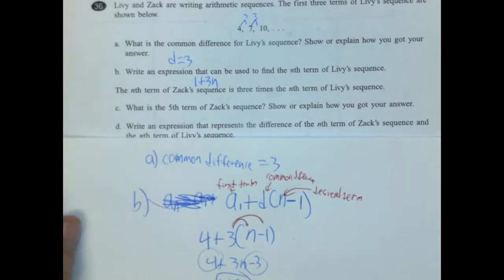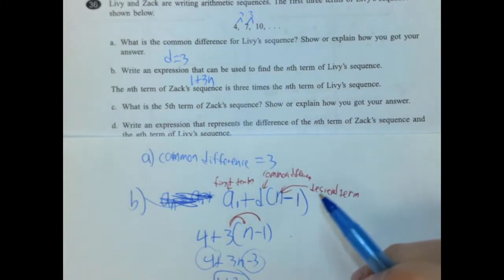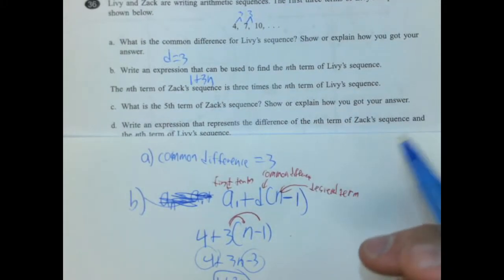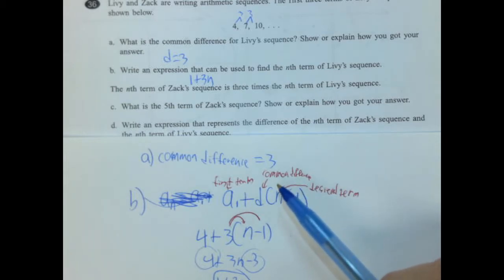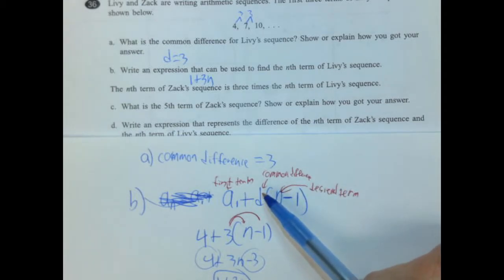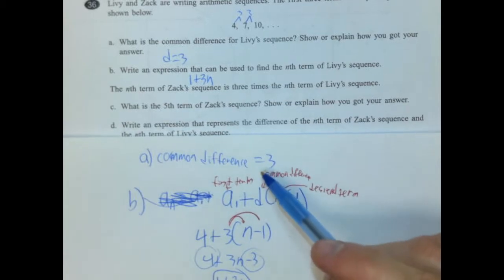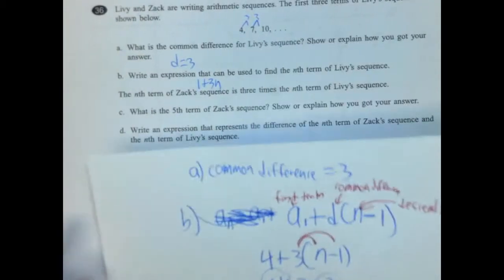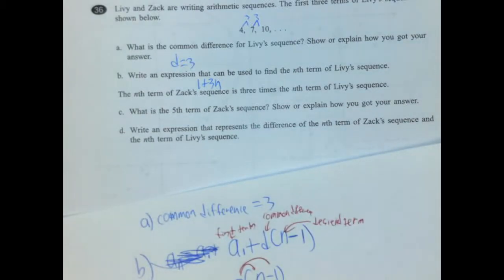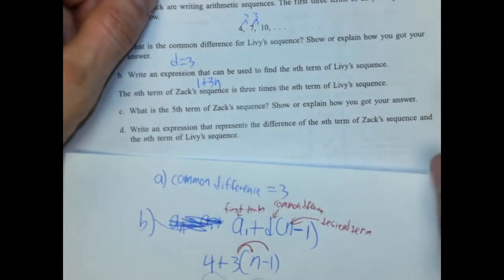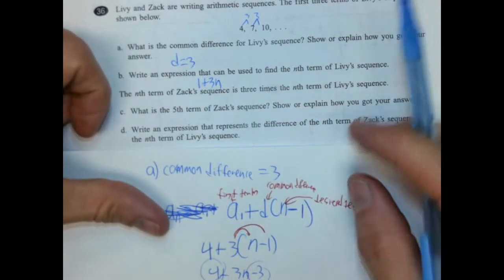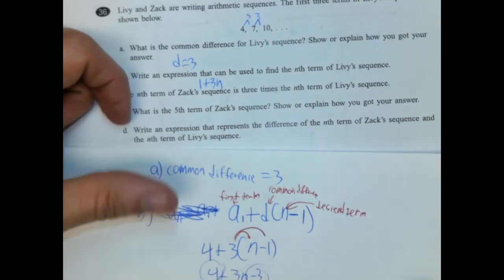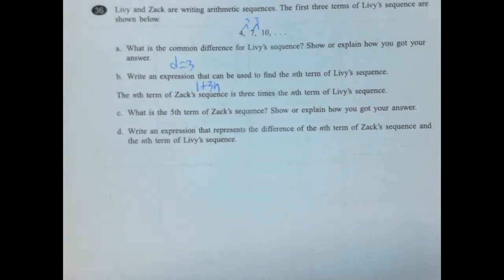Okay, the nth term of Zack's sequence is 3 times the nth term of Livy's sequence. What is the fifth term in Zack's sequence? Show or explain how you got your answer. So it's interesting. I remember when this problem was on the MCAS, because this is 2 years before they went digital. I remember this one giving people a really hard time. It's kind of a nasty question, to be honest. Okay, if you're not familiar with it, it's easy to forget this stuff.